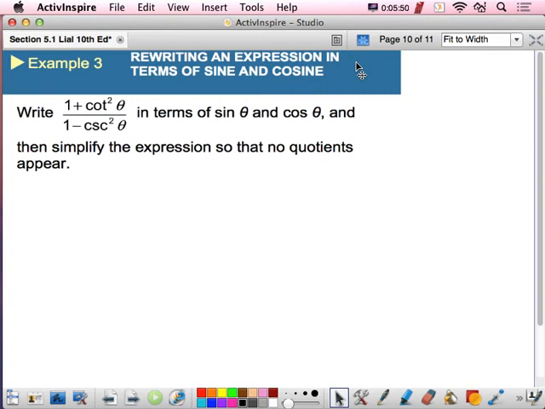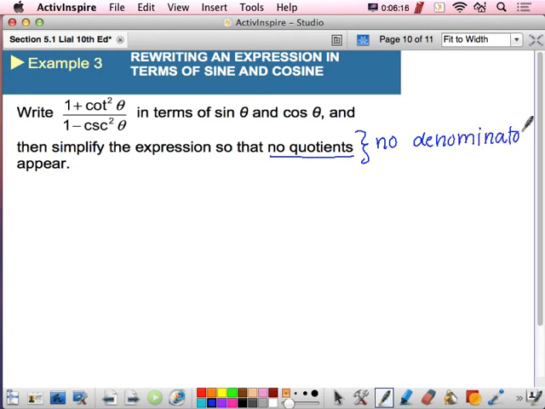For our next problem, we want to write 1 plus cotangent squared of theta divided by 1 minus cosecant squared of theta in terms of sines and cosines. And then we want to simplify that problem and clean it up so that there are no quotients. First, before we do that, we need to make sure we understand what no quotients means. That means no denominators.